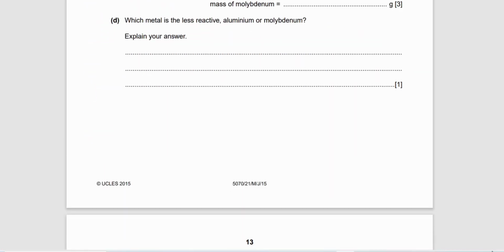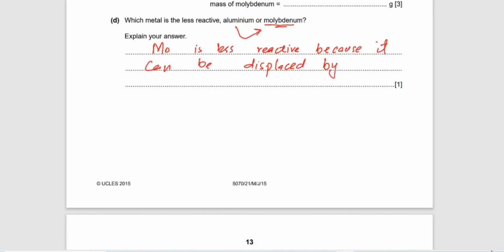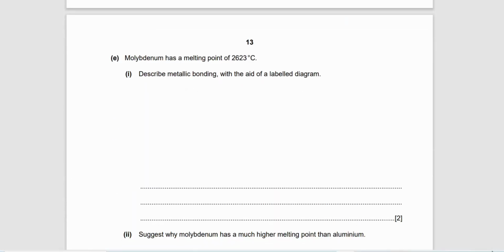Which metal is less reactive, aluminum or molybdenum? Molybdenum is less reactive, because it can be displaced by aluminum. A more reactive metal can displace the less reactive metals. Okay. Molybdenum has a high melting point.